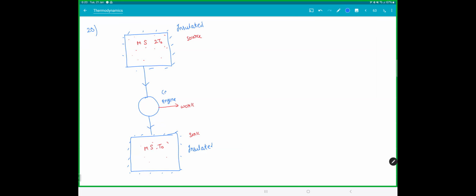This is a Carnot engine. Find the final temperatures and find the total work done.